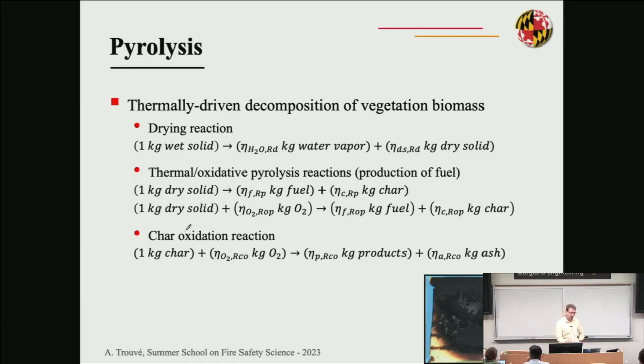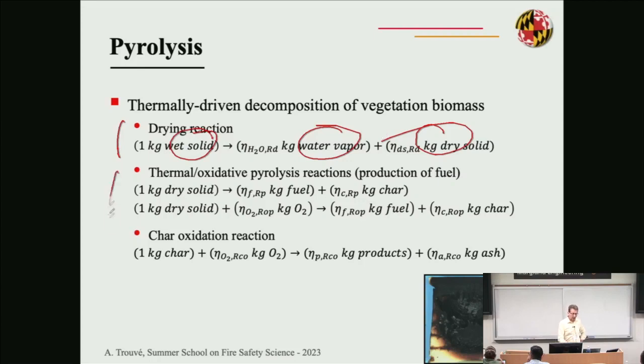So we have to account for moisture inside the fuel. So we have a drying reaction. So we have a wet solid that can be turned at a temperature close to 100 degrees C, roughly, into water vapor and a dry solid. And that's an important step because this step is greatly endothermic, and that explains why higher contents of moisture in biomass vegetation basically correspond to lower temperatures and a lower probability to spread the fire.